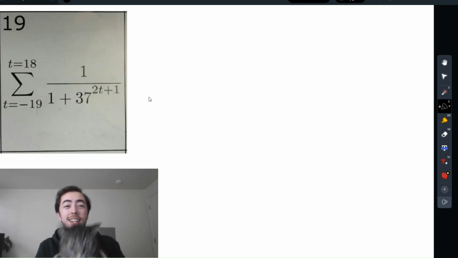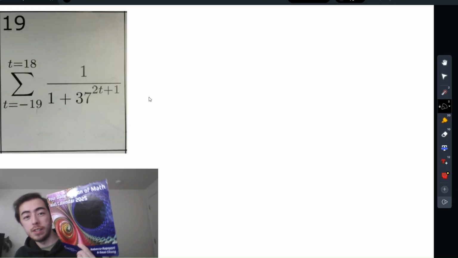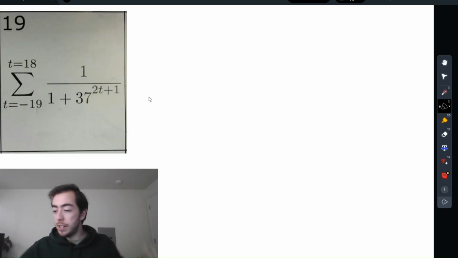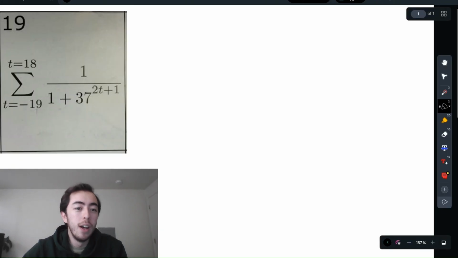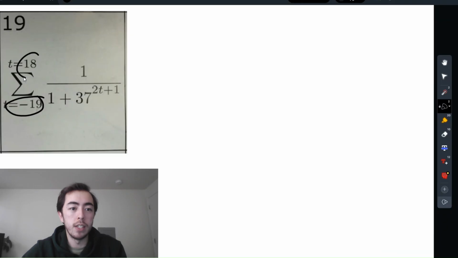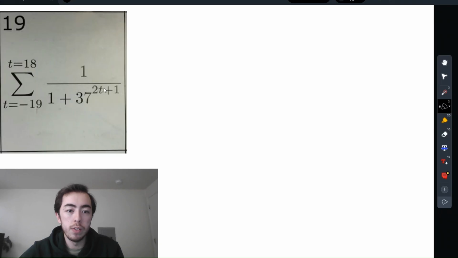Today is December 19th, and we're solving problem 353 from the Daily Epsilon calendar. And the answer today should be 19 because that is today's date. So we have a sum. Looks like our lowest value here is negative 19. Our highest value is positive 18. And once we plug in these values for t and add up all the terms, we should get 19.